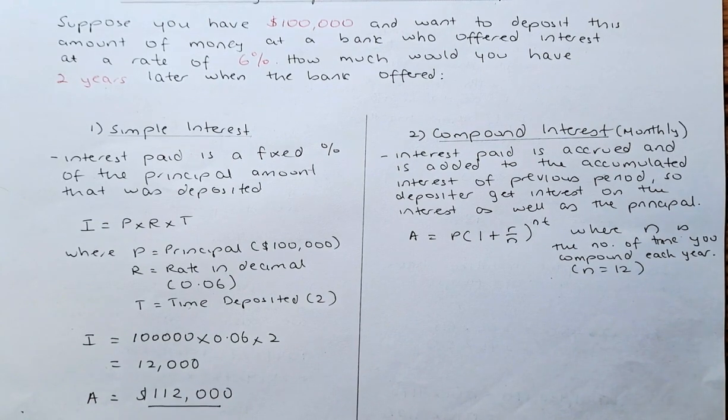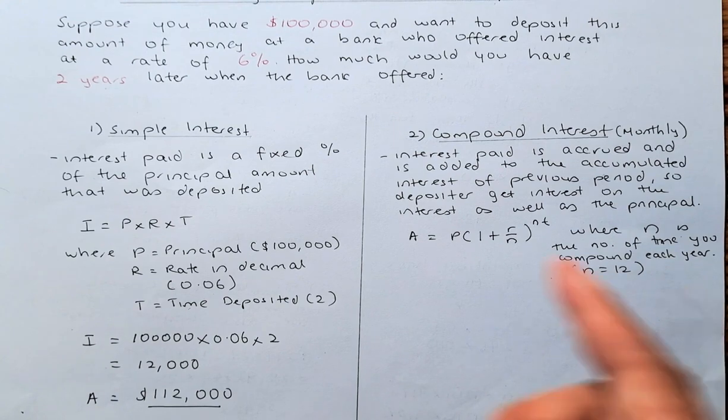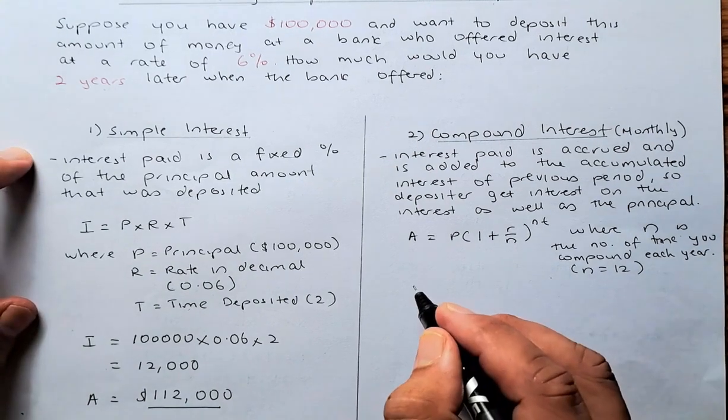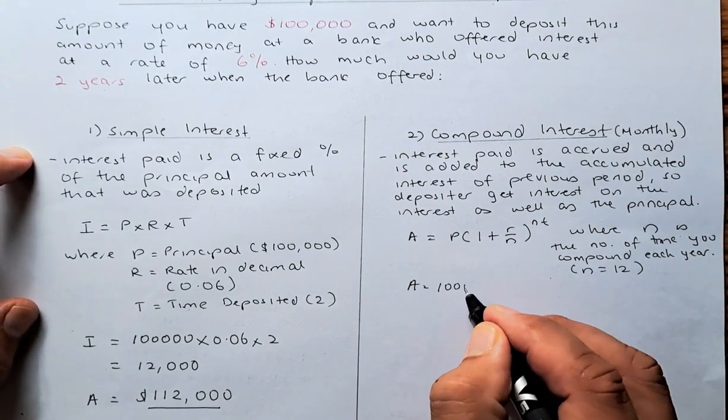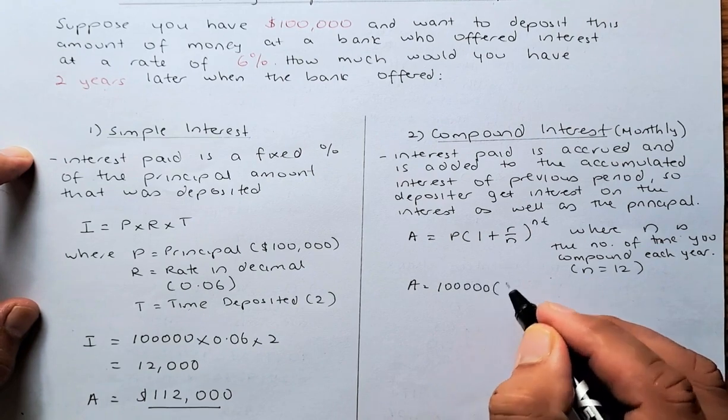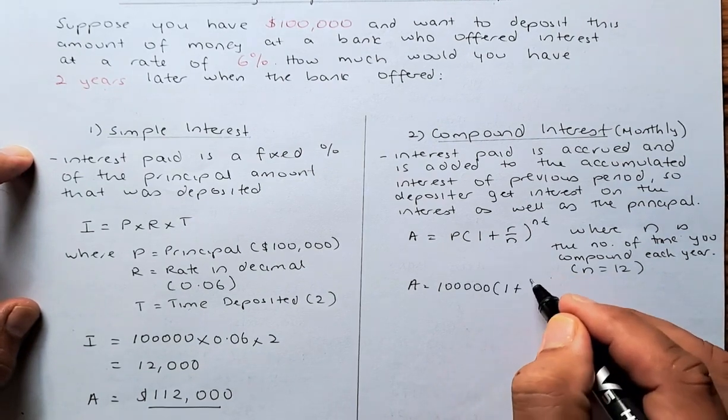So in our case, n equals 12 because we are compounding monthly. So we are going to use all the numbers and put it in the formula. So the amount is going to be principal. Our principal is 100,000 as usual. And then 1 plus the rate, which is 0.06.